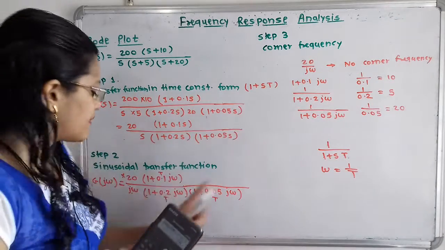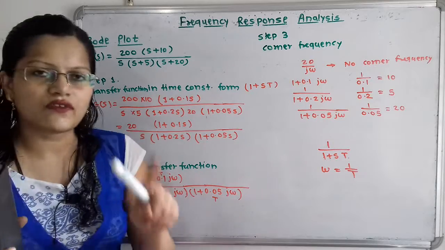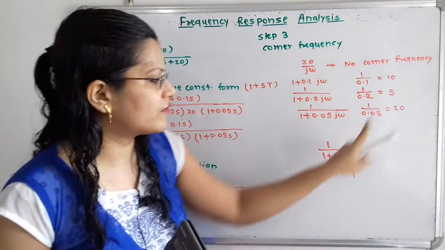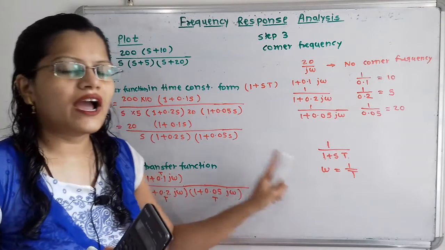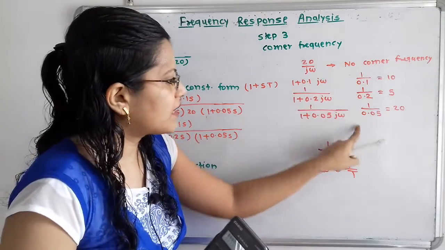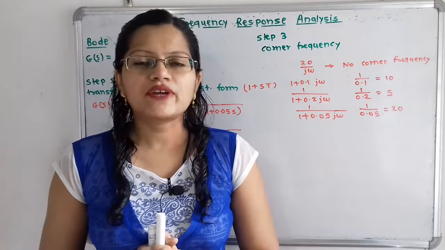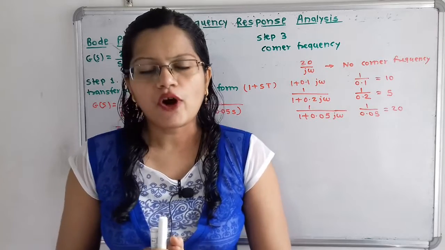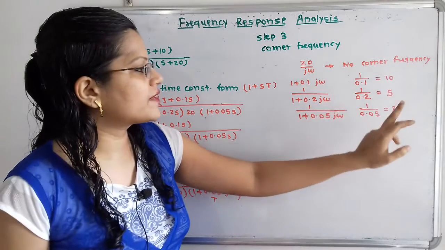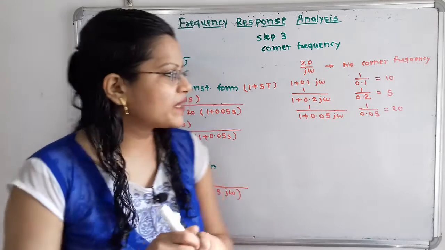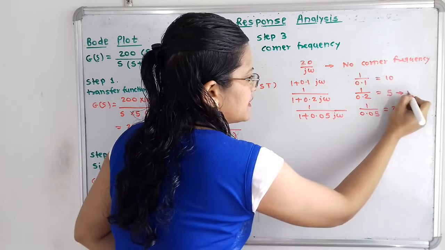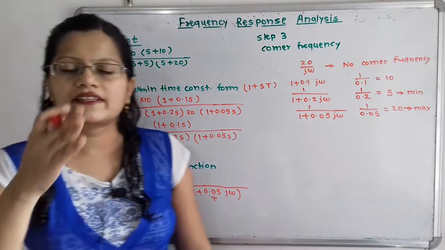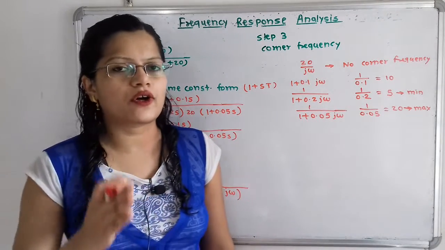So these are the corner frequencies. There are a total number of terms in the form of j omega: 1, 2, 3, 4. For the first there is no corner frequency; this is the standard form that you have to note down in your notebook, and then these are the remaining corner frequencies. Now we have to select the lowest corner frequency and highest corner frequency. For that we have to observe the minimum corner frequency and maximum corner frequency. The minimum corner frequency is 5, and the maximum corner frequency is 20.